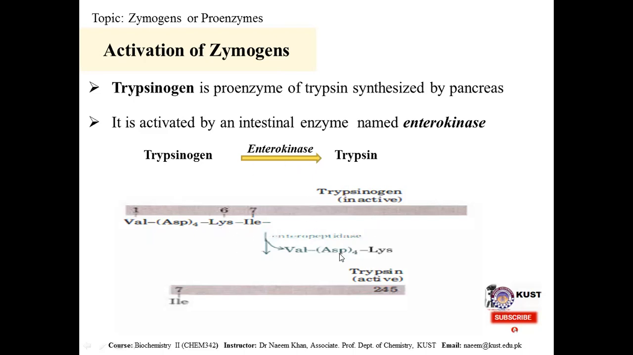What the enzyme enterokinase is doing is breaking down this chain of the first 6 amino acids. Look, this valine, aspartic acid, 4 and lysine, this is 5, this is 6. So a chain of 6 amino acids is broken down and the remaining chain is now the active enzyme. So in order to activate trypsinogen, this chain must be broken down. Enterokinase breaks it down and hence converts the inactive trypsinogen into the active enzyme.